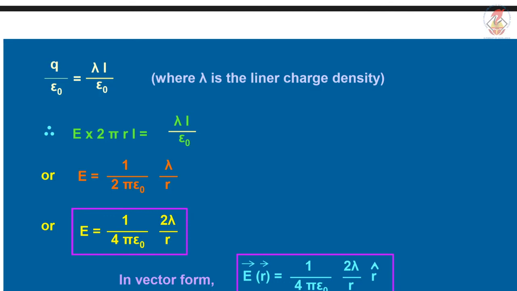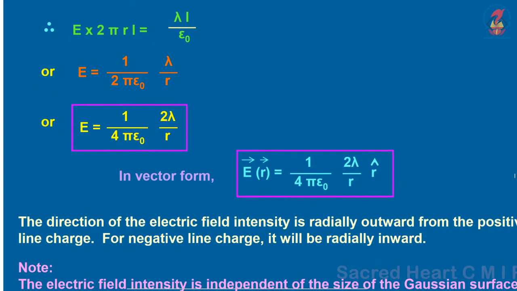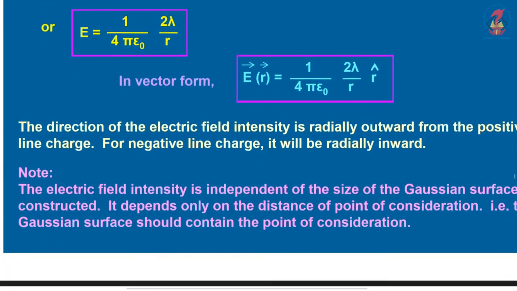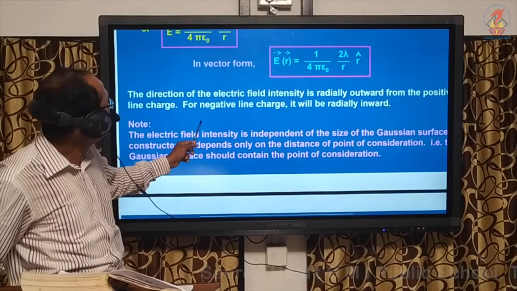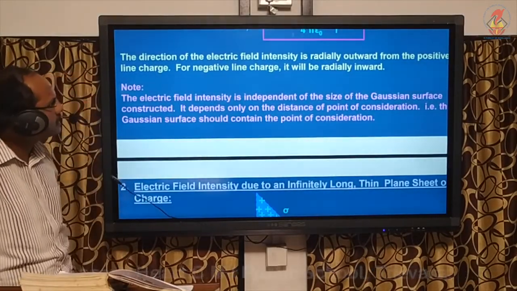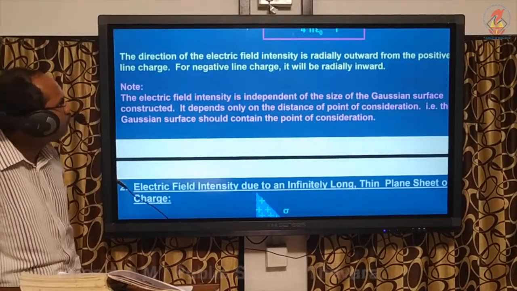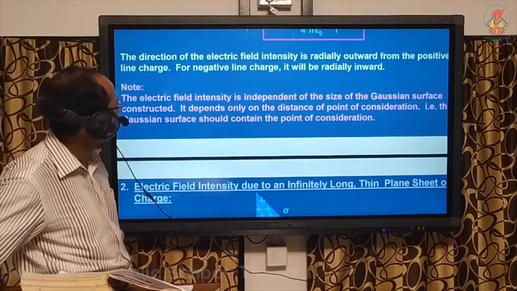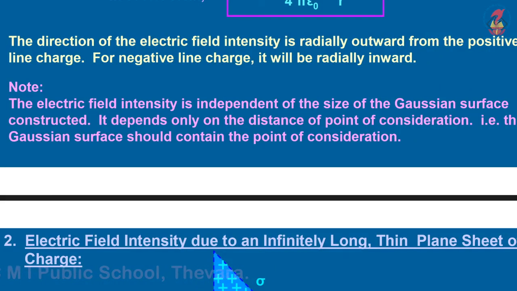Okay. So the electric field intensity due to an infinitely long conductor is given by the equation E is equal to lambda by 2 pi epsilon 0 R. The direction of electric field intensity is radially outward from the positive line charge, and for a negative line charge it will be radially inward.